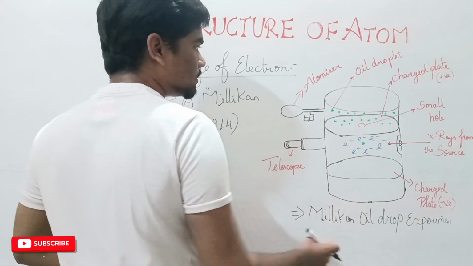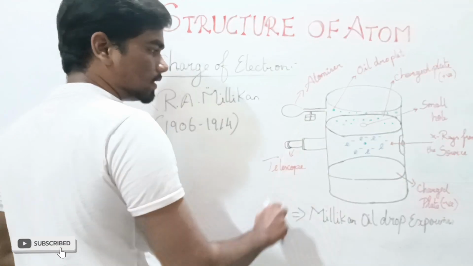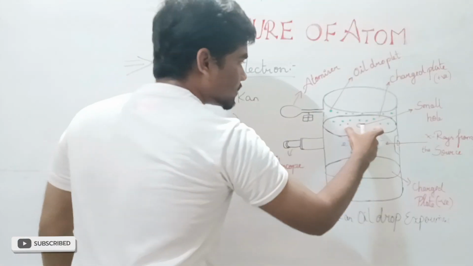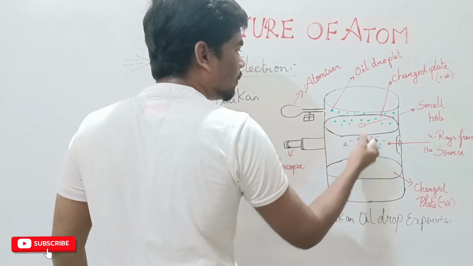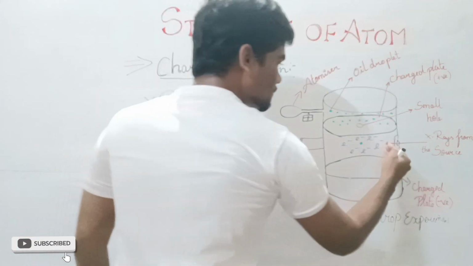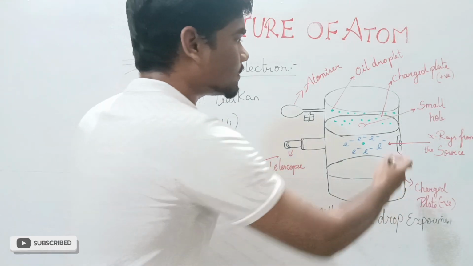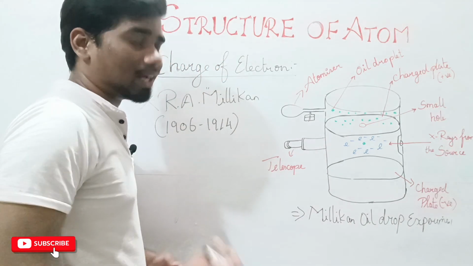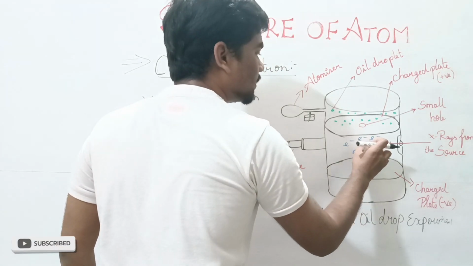Let me explain this. Here we have an atomizer containing oil. When we pump this oil inside this chamber, the oil is converted into minute drops. Through this electrode, which is positively charged and has a small hole, only one drop is allowed to fall inside the middle chamber. This middle chamber allows X-rays to pass into it. When X-rays pass through this middle chamber, the gas molecules already present inside get ionized, so that electrons attach to the outer surface of the oil drops.